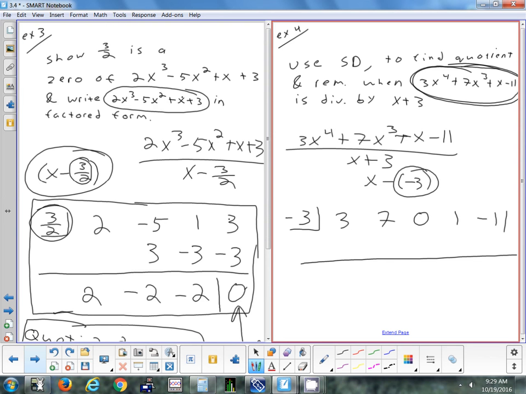Sam? Bring down the 3. Next step. -3 times 3, which gives me -9, and now add. What's 7 plus -9? -2. Multiply. -3 times -2? +6. Add. What's 0 plus 6? 6 times -3? And 1 plus -18. All right. -3 times -17. 54.